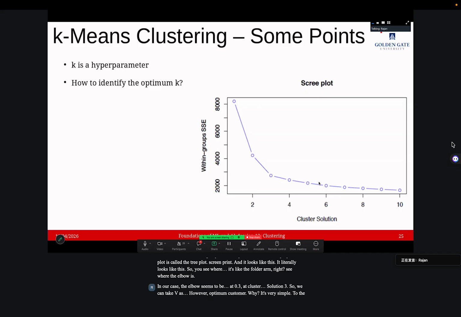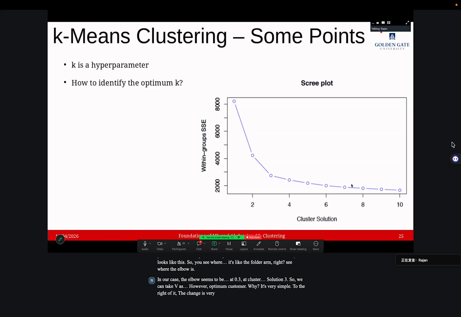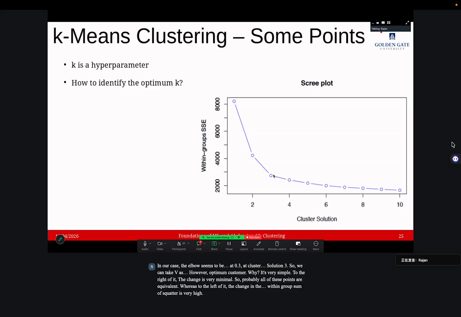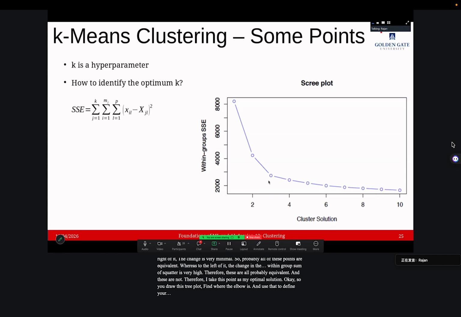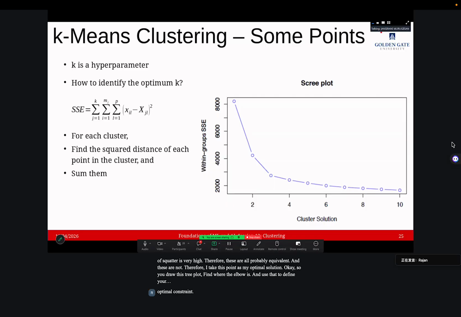To the right of it, the change is very minimal. So probably all of these points are equivalent. Whereas to the left of it, the change in the within group sum of squared is very high. Therefore, these are all probably equivalent and these are not. Therefore, I take this point as my optimal solution. Okay? So you draw the scree plot, find where the elbow is, and use that to define your optimal cluster. Okay? So this is how we determine the K.